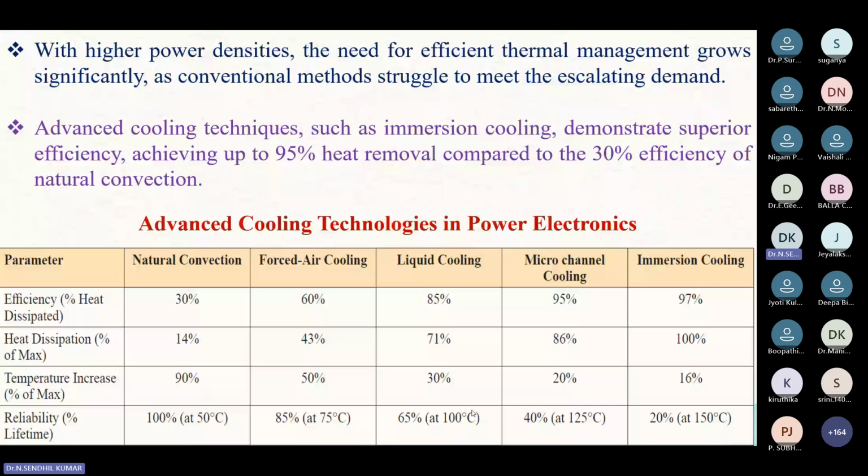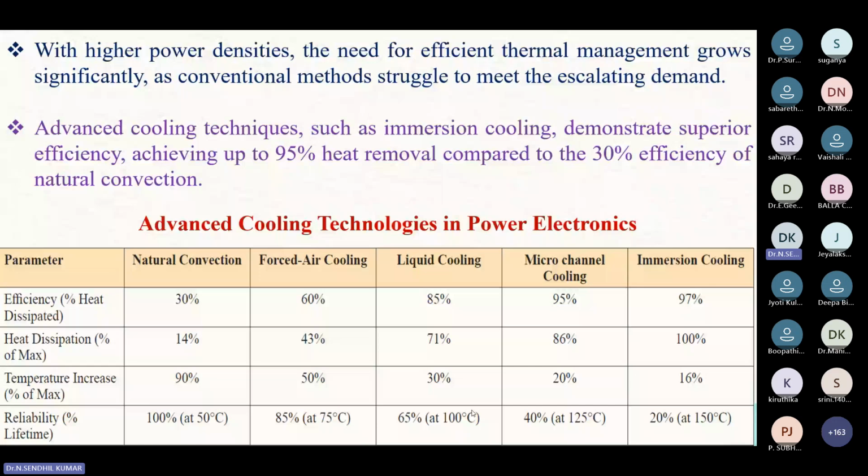The efficiency is also very good. The other thing is heat dissipation. Heat dissipation will be 100%. Whereas natural convection is only 14%, because natural means only conduction and radiation will be dissipating the heat. So there are some limitations, because the thermal resistance will be more.